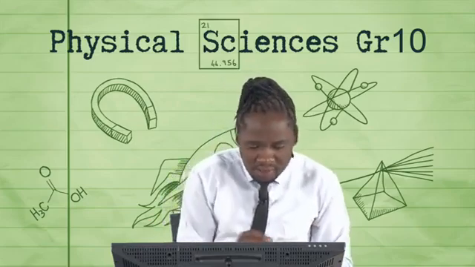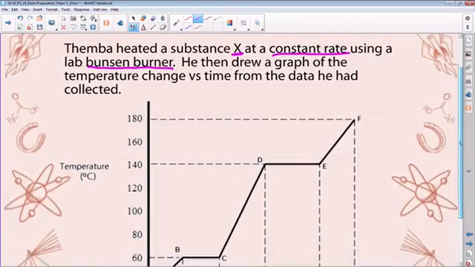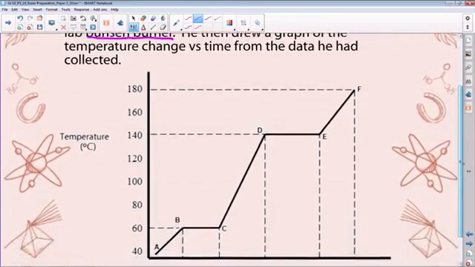It says here, Thembi heated substance X. We don't know the identity of substance X. It was heated at a constant rate, meaning that whatever heat source was used, it supplied the same amount of heat over a period of time, using a lab Bunsen burner. So the Bunsen burner becomes a piece of apparatus that is used. He then drew a graph of temperature versus time for the data he had collected. So keeping track of data is very, very important in science.